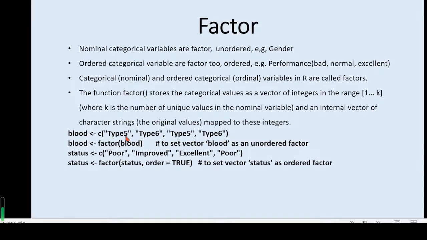So for example, we create two vectors. One is blood with two types, type 5, type 6, a vector. Then we can use factor to transform this vector into factor type. Actually, this is an unordered factor. And for the status vector, there are three different types of values: poor, improved, excellent. Then we can assign status to a factor type vector, using factor with the parameter ordered equals TRUE. So the status will be an ordered factor.